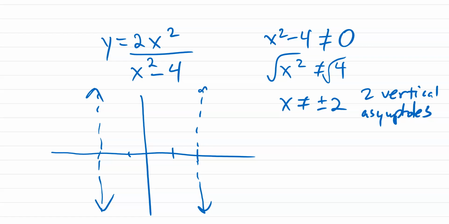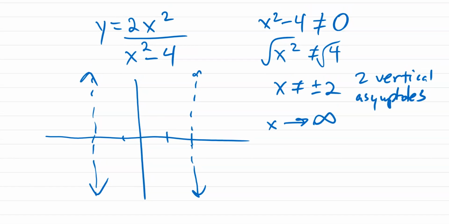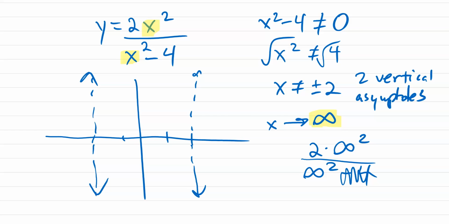To get the horizontal asymptote, I say what happens as x approaches infinity. Okay? So all I do is take anywhere there's an x in the equation and put in an infinity in its place. So I get 2 times infinity squared over infinity squared minus 4. And I get rid of the insignificance. What do I mean by that? If I have $90 billion squared, that minus 4 is insignificant.